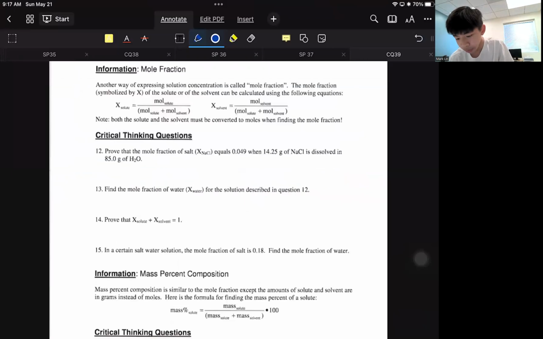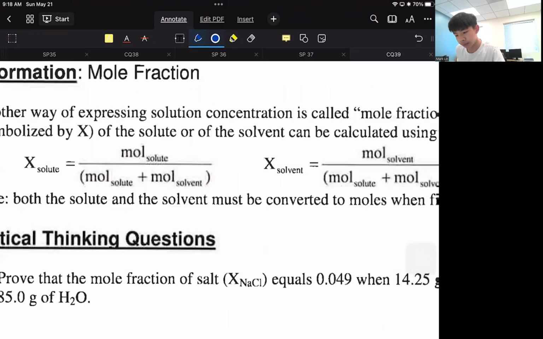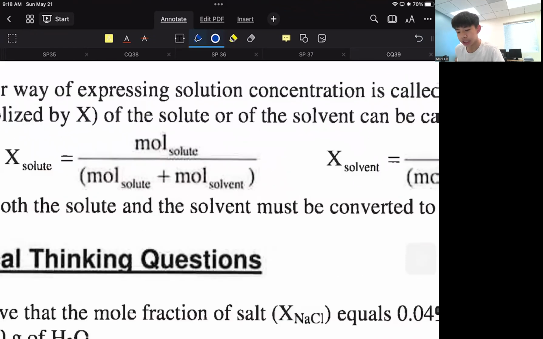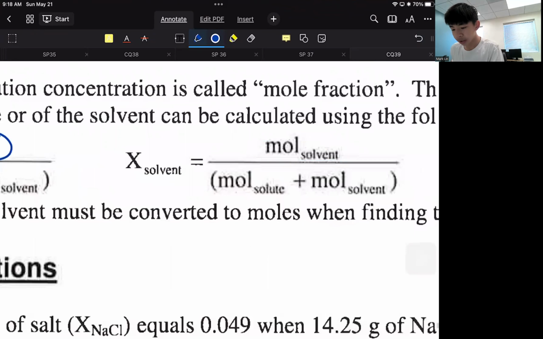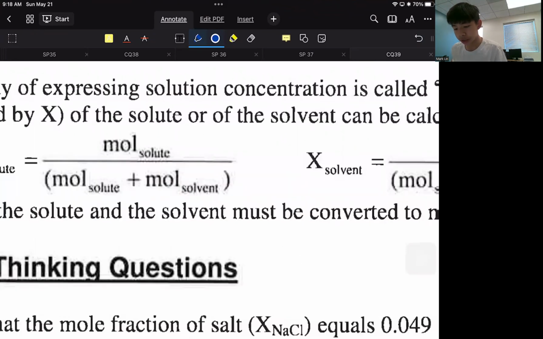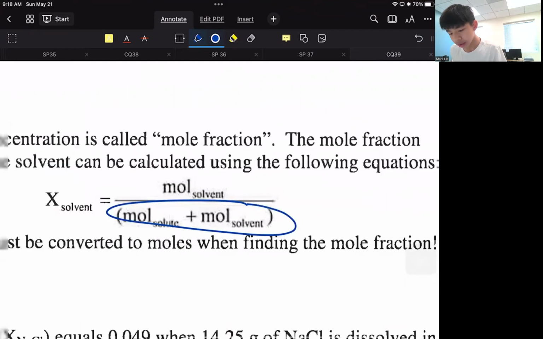Number 12, prove that the mole fraction of salt equals 0.049 when 14.25 grams of NaCl is dissolved in 85 grams of H2O. So this mole fraction thing, if you're trying to find solute, then you put solute on the top. If you're trying to find solvent, then you put solvent at the top. And then you just add solute plus solvent at the bottom. So same for both of these. Okay, cool.